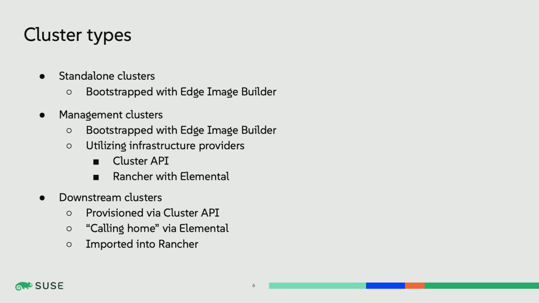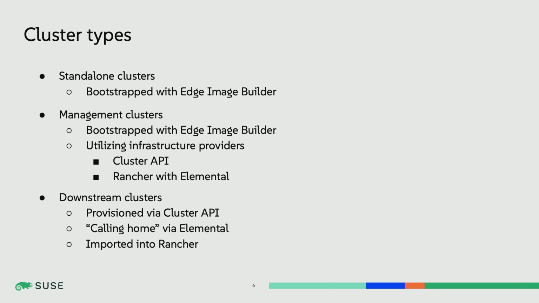So we have basically 3 different ones. So standalone clusters, meaning that the customer workloads are running on a separate Kubernetes cluster. This could be single node, this could be multi-node. However, the main differentiator here is that this is not managed by anything. So it is deployed somewhere and it just runs. Now, what we usually do is we bootstrap these with that technology that we just mentioned, so Edge Image Builder.